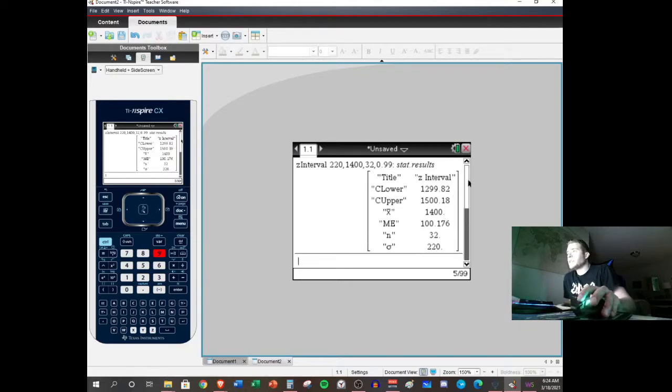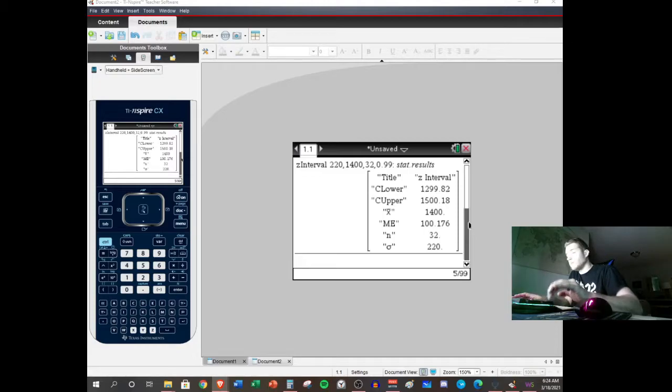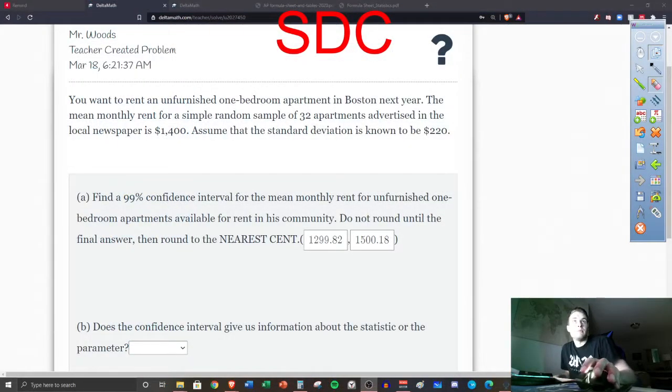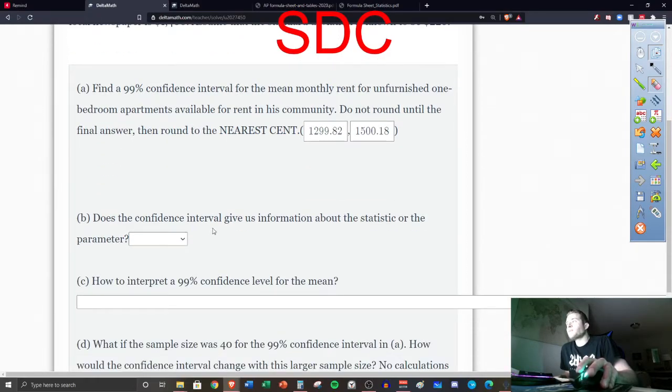Here's our interval. It says to the nearest cent. So really, I'm just going to type in these values. So we get 1299.82. Okay. So let me show what I have. This is what I have typed in. Okay. So then we see this next question. Does the confidence interval give us information about the statistic or the parameter?